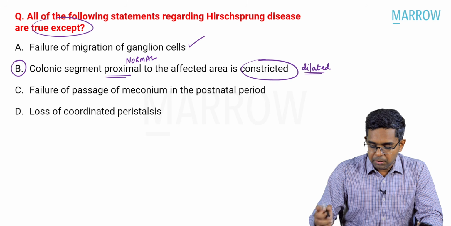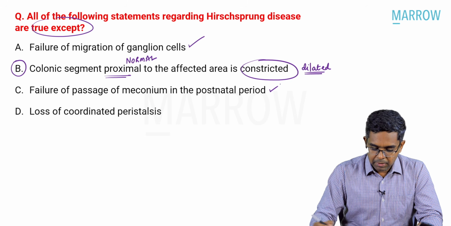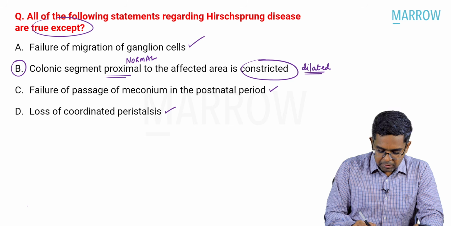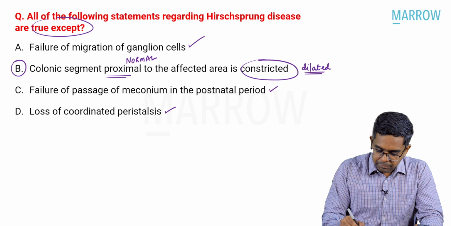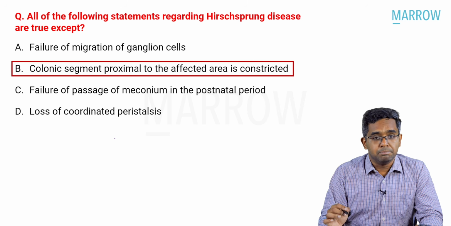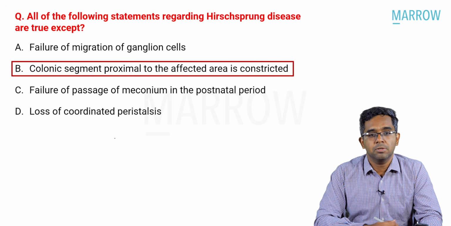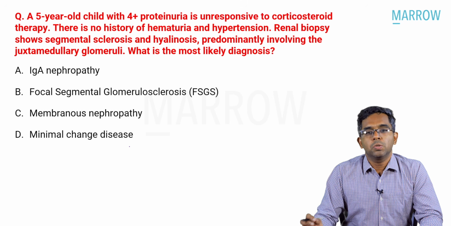Then failure of passage of meconium in the postnatal period, that is correct. And loss of coordinated peristalsis is also correct, which is explained by the pathophysiology of this condition. So the very clear answer for our question is option B, the false statement, and it will be the final answer for this particular question on Hirschsprung disease. Moving on to our next question.